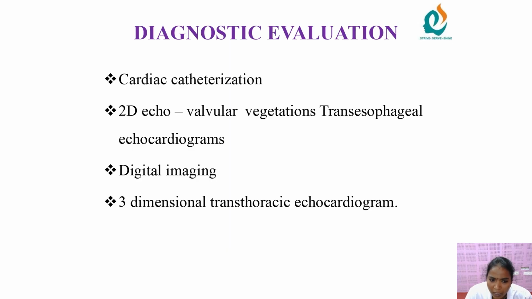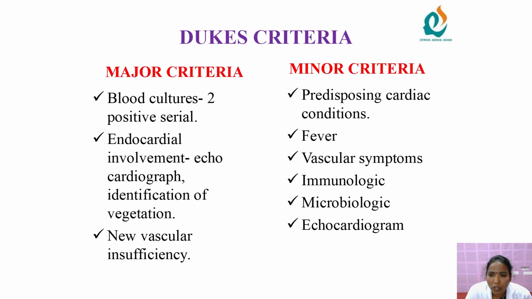Cardiac catheterization, echo, 2D echo, valvular vegetation and transesophageal echocardiogram, digital imaging, 3-dimensional transthoracic echocardiogram. And Duke's criteria: major criteria and minor criteria.